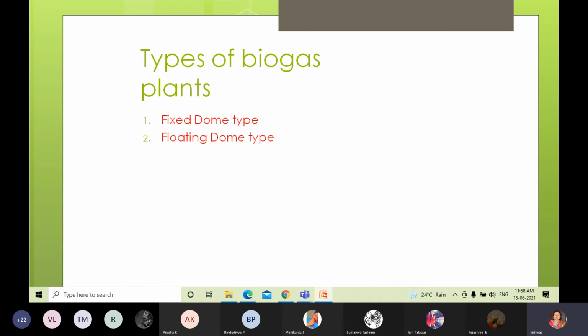In the next class, we shall discuss the types of biogas plants, that is the fixed dome type and the floating dome type. We shall discuss their working and advantages.